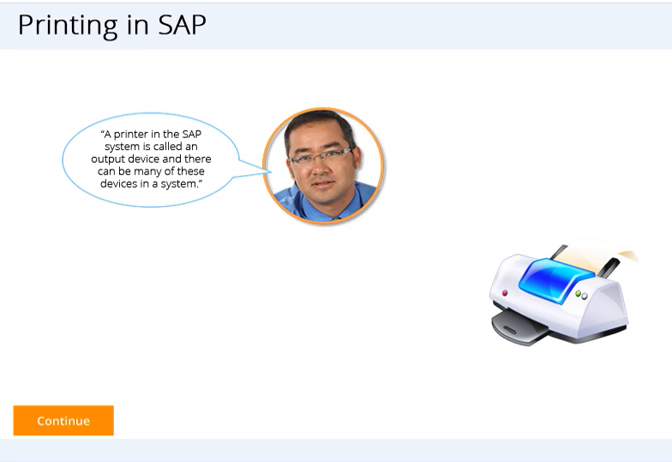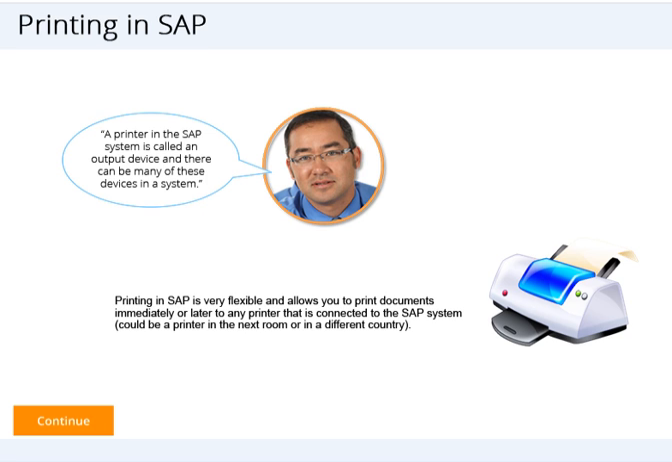A printer in the SAP system is called an output device, and there can be many of these devices in a system.